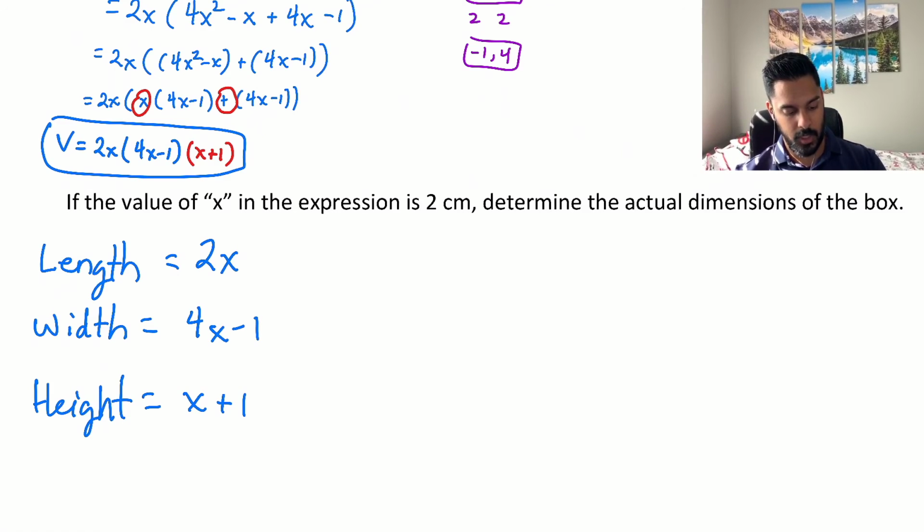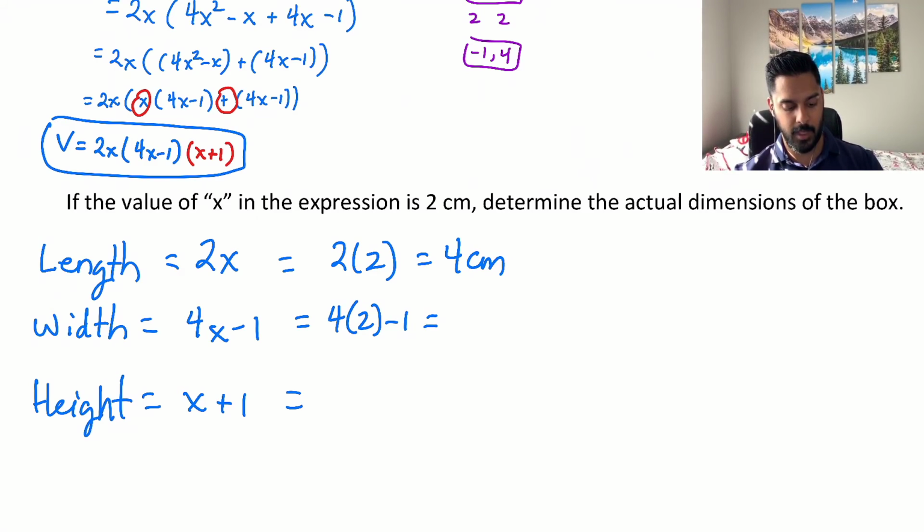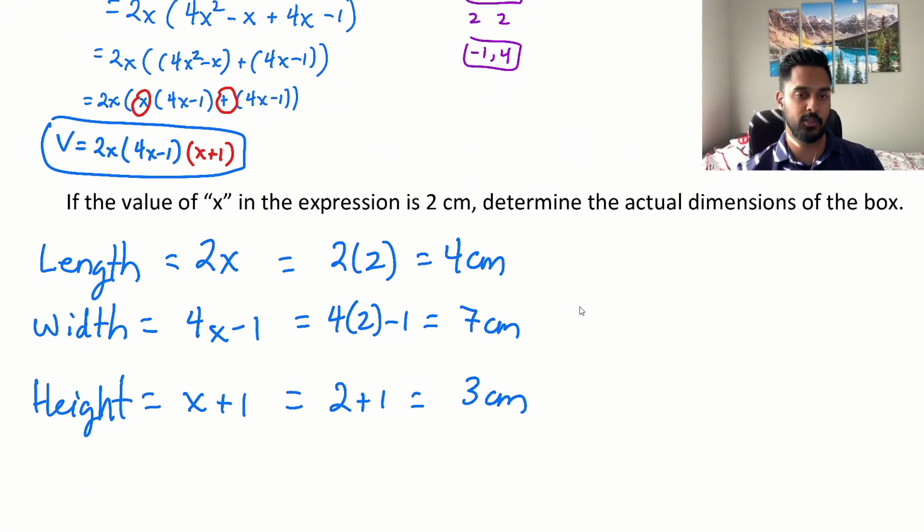And x plus 1. Now, we know that x is 2. So wherever you see x, put in a 2. So really this is 2 times 2. One of the dimensions is 4 centimeters. If it's 4 times 2 minus 1, that's 8 minus 1, that's 7 centimeters. And the last one, 2 plus 1, that is going to be our 3 centimeters. So here are the dimensions of that actual box.